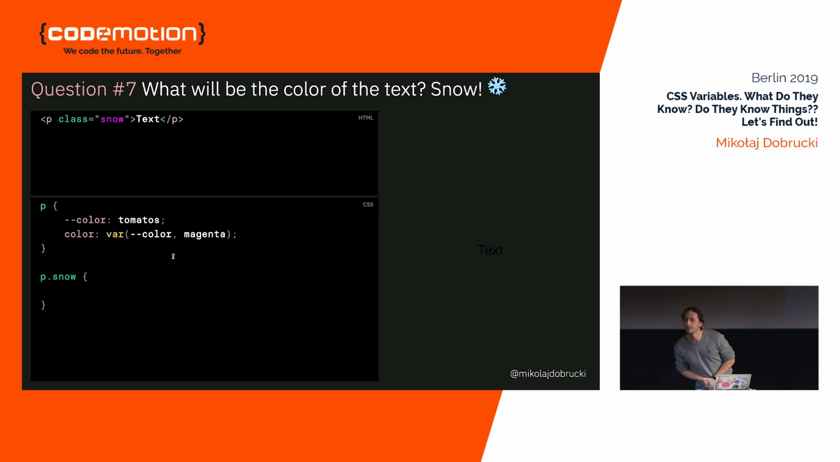Sorry, once again? What's the meaning of the fallback then? The fallback is used when the variable is undeclared, which means that if you have no declaration of this variable, like in this case, we just use this variable, but we don't declare it anywhere. Right now, we use a fallback. Okay.